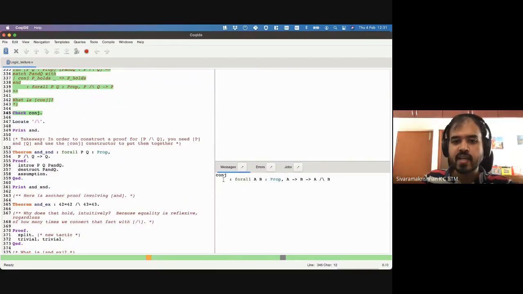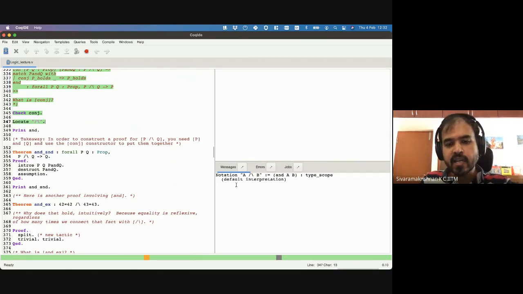So conj is this constructor, right? That takes two propositions A and B and gives you this thing which it names as A and B, right? That is the proposition, which means both A and B holes, right? So again, this is just syntactic sugar. As we've seen before, in order to locate where syntactic sugars are, you use this locate command. If you locate it, Coq comes back and says, oh, whenever you see A and B, you have to read it as this type, which is and A B, right?